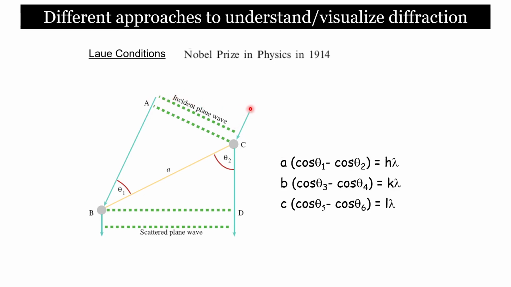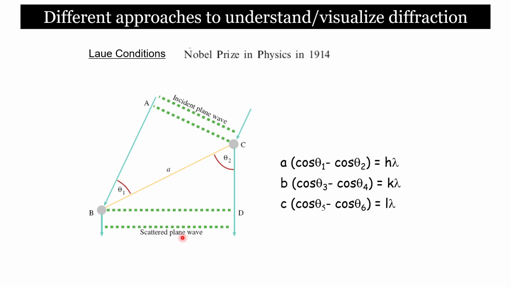So basically your incident waves are these ones and this one, and the perpendicular to this, which is shown by these green dots, will be your incident plane wave. And when you have your atoms at point B and point C, your incident beam will be scattered from these atoms, and you will have your scattered plane wave given by this BD line. So this green dotted line represents your scattered plane wave.